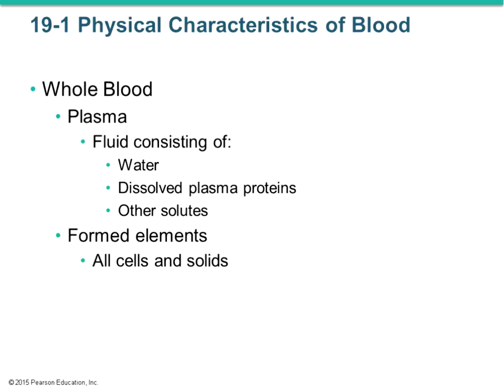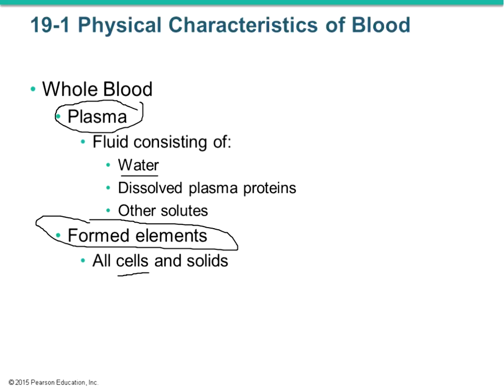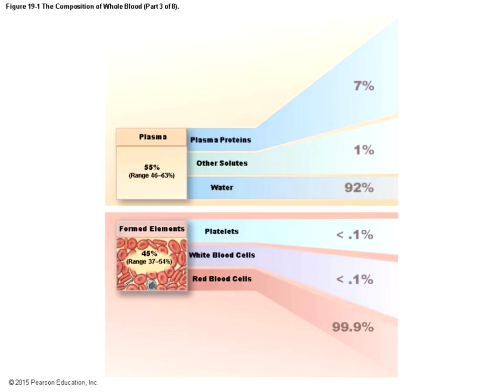All right, so what is blood made of? Well, there are basically two major components. You have plasma, which is one thing, and then you have formed elements, which is another part. Plasma is primarily water, and formed elements are primarily cells. So we want to take a look and see what those components are and what they're made of as we go through this. All right, move along here.